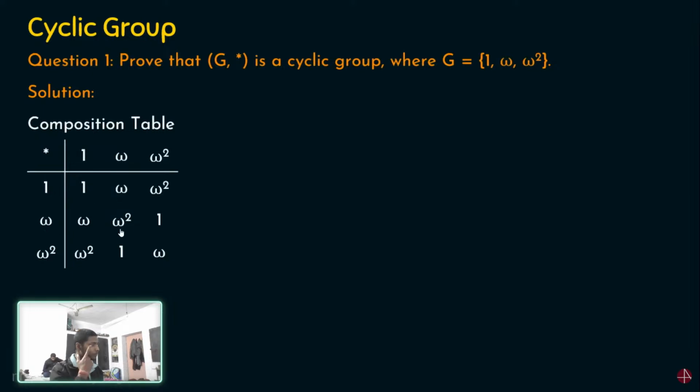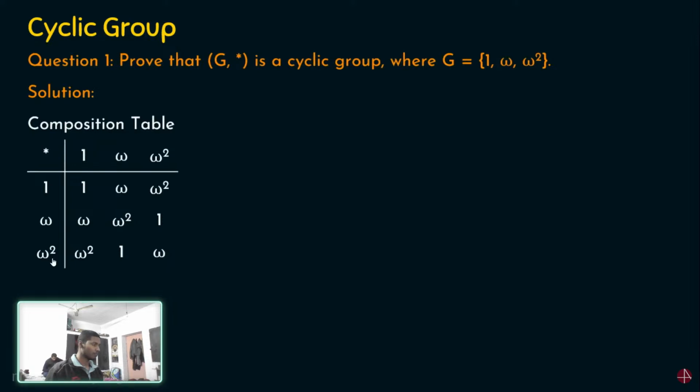Omega into omega is obviously omega square. And omega into omega square is 1, because we have values up to omega square, and the next value is 1, right? So omega into omega square is omega cube, which is 1. Then omega square into omega is omega cube, which is 1. And omega square into omega square is omega.